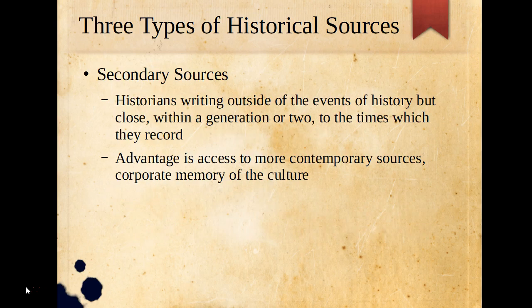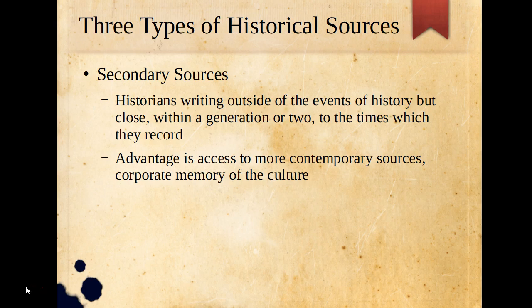Secondary sources are a little bit different. These are historians that are writing outside of the events of history, but they're close. They are within a generation or two to the times which they record. So I think of a book like The 12 Caesars, in which Suetonius describes each of the emperors of the Roman Empire in turn. He's a secondary source. So in some of those cases, he was not there. He didn't personally participate in the events of that Caesar, but he did have much more access to their annals, to their writings, to perspective than you and I do.